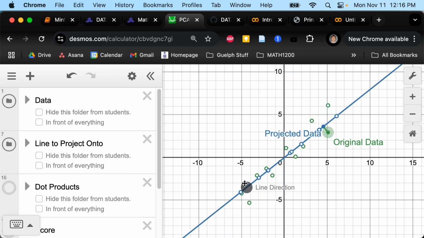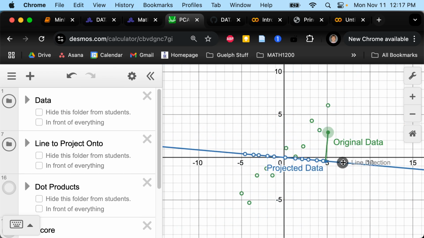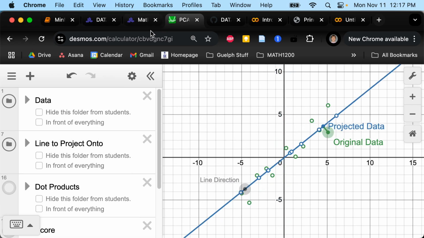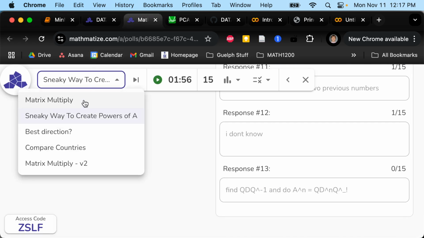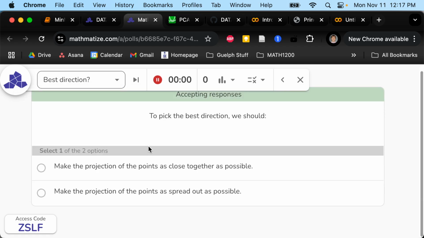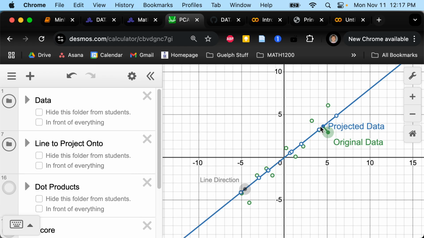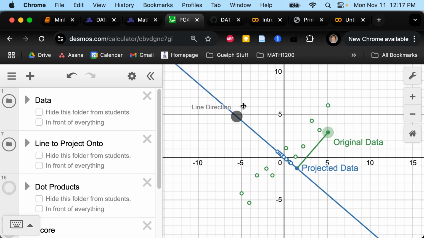What direction is the best here? Should we do it like this, like that? How should we do it? And I made a little poll where you can tell me what is the best direction. And I have two options for you. To pick the best direction, we should either make the points as close together as possible or make the projection of the points as spread out as possible. Which one do you want to do? So do you want to spread them out or put them together?